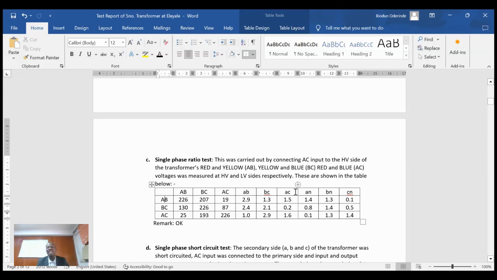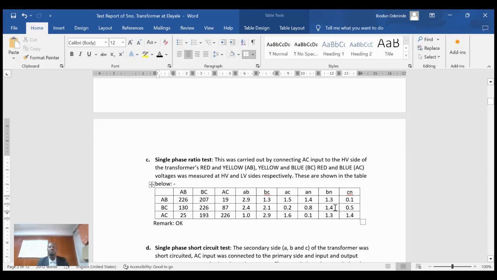This one is DYN11. In our next lecture, we'll be talking about the vector group. When we get there, you will understand what I'm saying better. But you should all know that this transformer is DYN11. That's why we have it like this. If it is DYN1, the arrangement will be in another dimension.